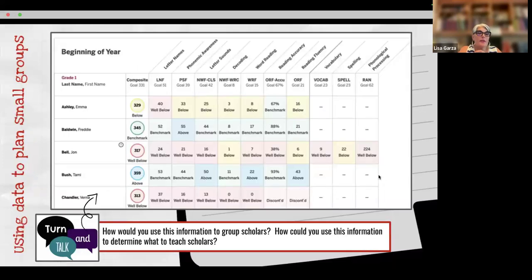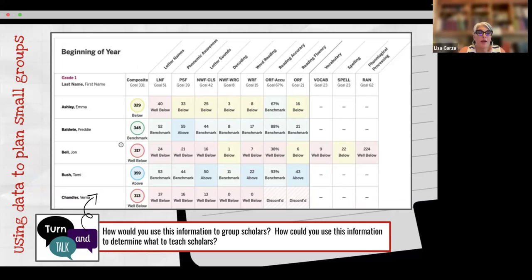Here you see another type of data that you might get for your scholars. It's a DIBELS reading assessment report that demonstrates scholars' reading abilities. Scholars in grades K through 6 are assessed using multiple DIBELS assessments where they might be asked to blend words, read a passage, or state the sounds in words.